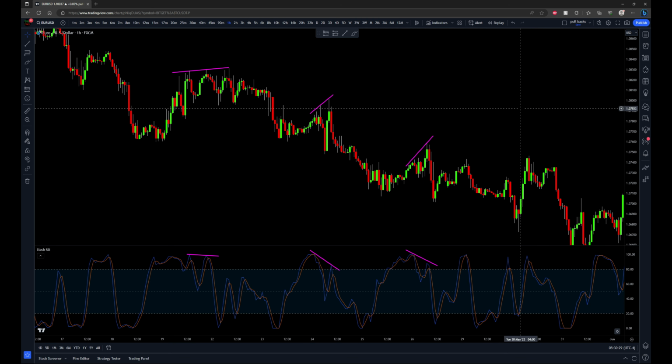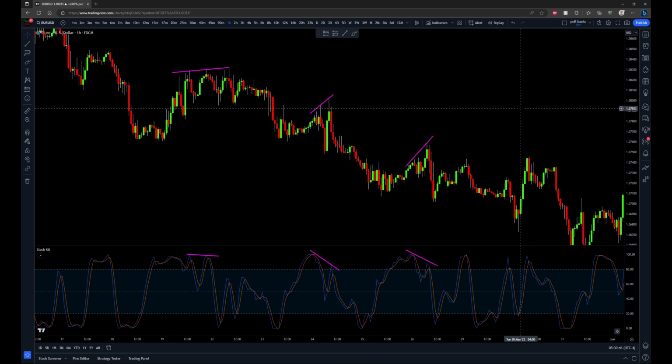Method number 6 is regular divergence. In this instance on the screen right now, we are looking at regular bearish divergence, which is when the price makes a higher high, but at the same time, an oscillator makes a lower high.